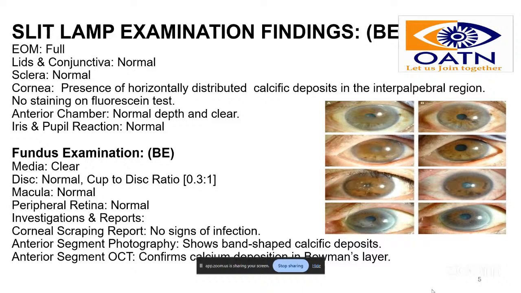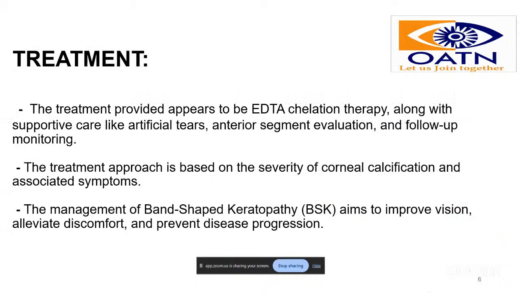No signs of infection were seen when the cells from the cornea were taken and given to the lab; they found no infections, bacterial or fungal. In the anterior segment photography through the slit lamp, we can see the band-shaped calcific deposits. The anterior segment OCT confirms that the calcium deposit is in the Bowman's layer. The treatment provided is EDTA chelation therapy, along with supportive care: artificial tears, anterior segment evaluation, and follow-up monitoring. The treatment is based on the severity of the corneal calcification and associated conditions.